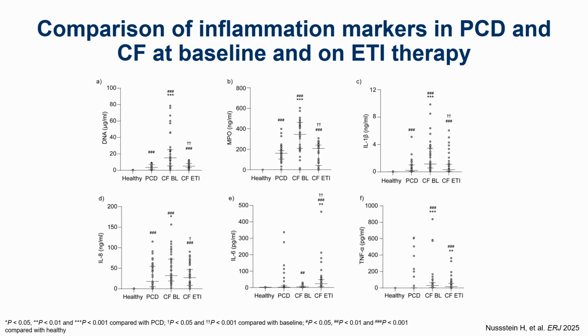For IL-6, as I already said, there is a bit of a different pattern. We could not observe a difference between healthy and PCD, but that is mostly due to the higher heterogeneity we observed in the PCD cohort. In CF baseline, it was a bit increased and further increased by ETI therapy. We think that IL-6 in that context is more representative of epithelial cell differentiation in response to ETI, because we also observe these pathways in the proteomics. I will come to that in a second.